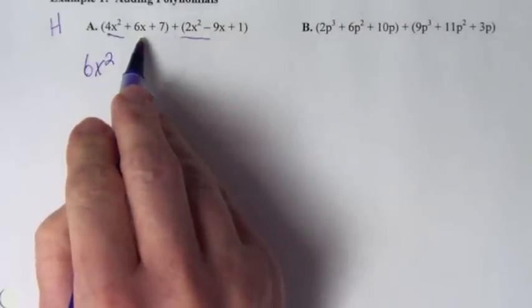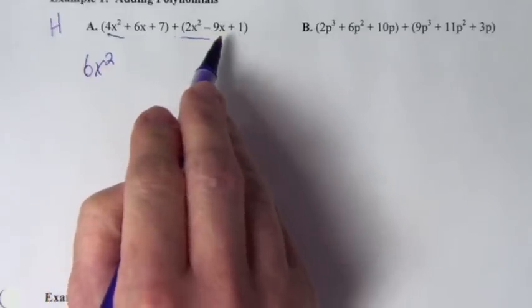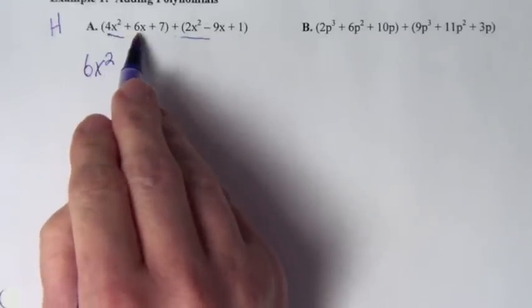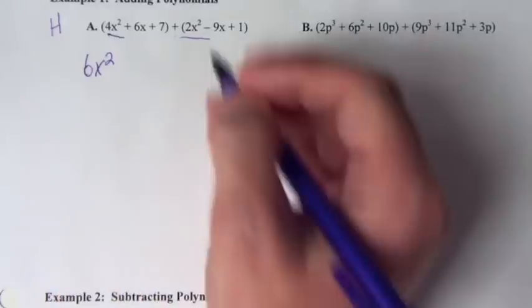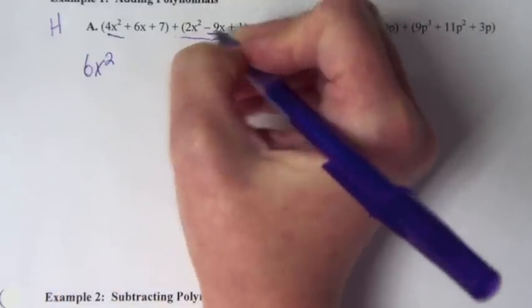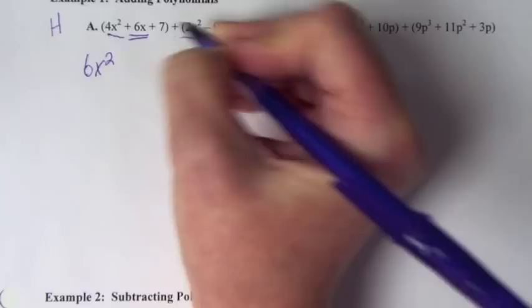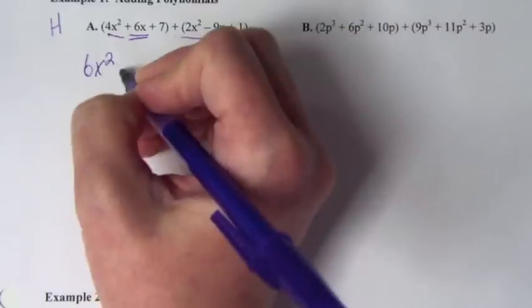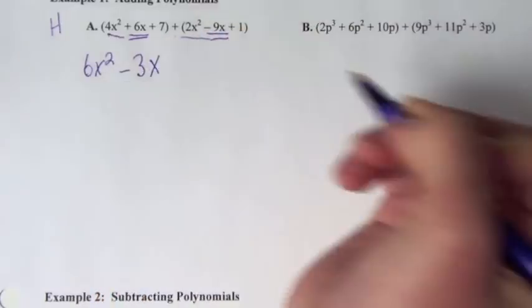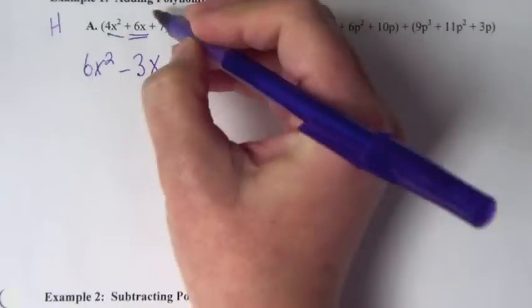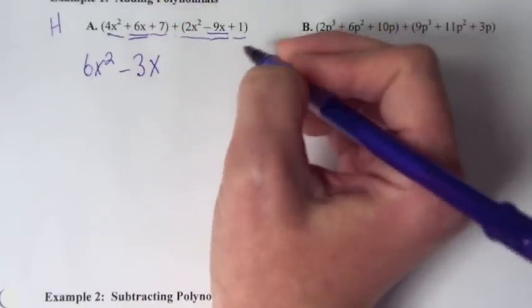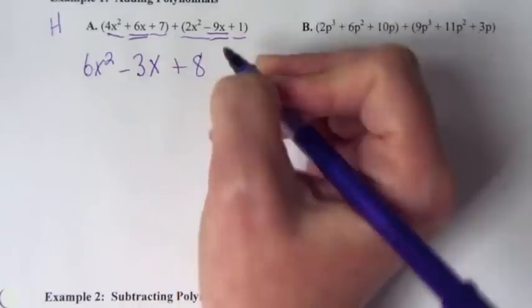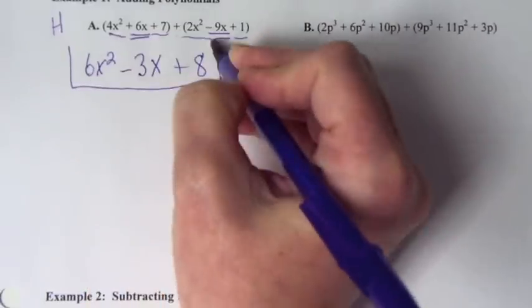Then we look at x and x. Those two are alike. So we have 6x and minus 9x. These I'm going to underline twice because I'm combining my like terms. So 6x minus 9x gives us negative 3x. Then I look at 7 and 1. 7 plus 1, we get plus 8. So this is our new polynomial.